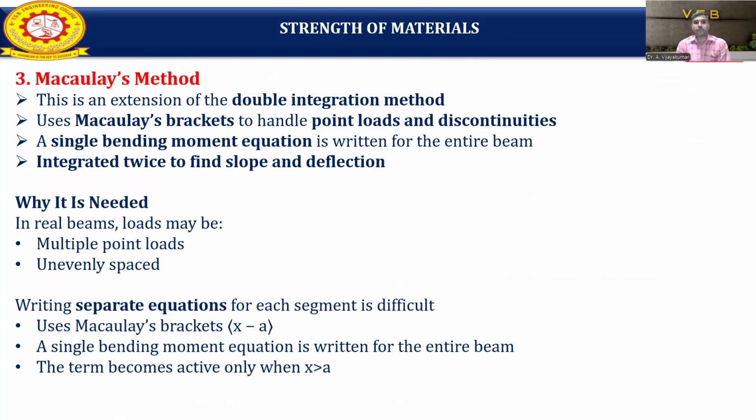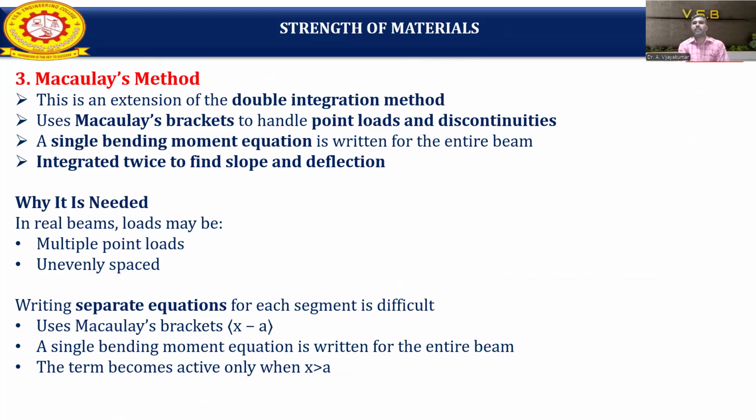A single bending moment equation is written for the entire beam. If you have an entire simply supported or continuous beam with different load conditions, for each and every load condition you can form a single equation. This is the main advantage of Macaulay's method compared to the other methods. From that one simple equation we can find the slope and deflection. In this equation, we need to integrate twice to find the slope and deflection.